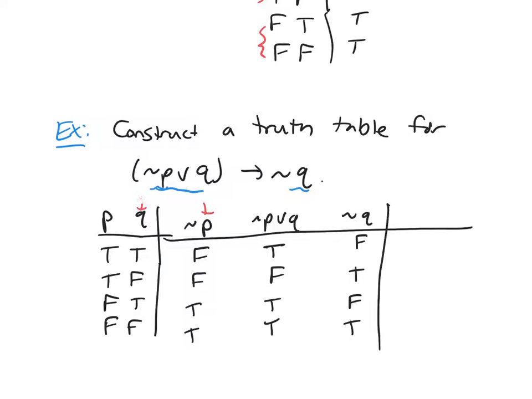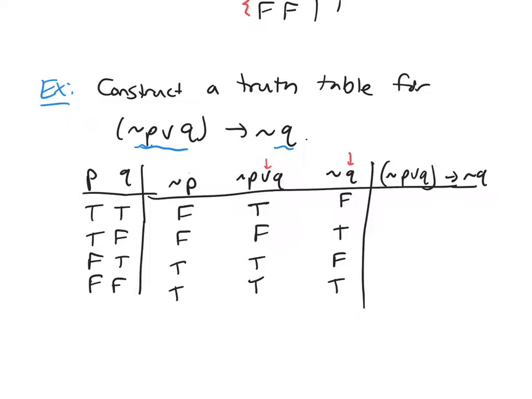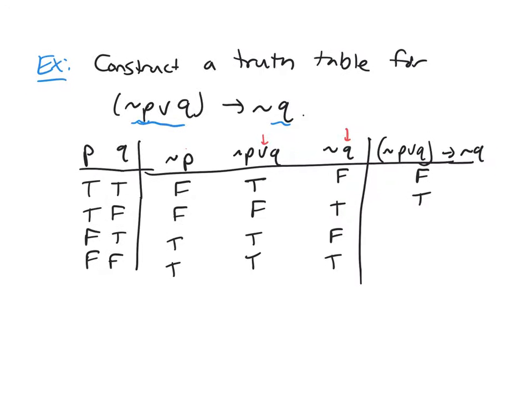Okay, and now we're ready to do our conditional column: if not P or Q, then not Q. So you're looking at this one first and then this one. Well, true, false means it's false. A false in the hypothesis means it's automatically true. False in the hypothesis. True, false, that's another false. True, true, they're both true, so it's true. So that would be our truth table.